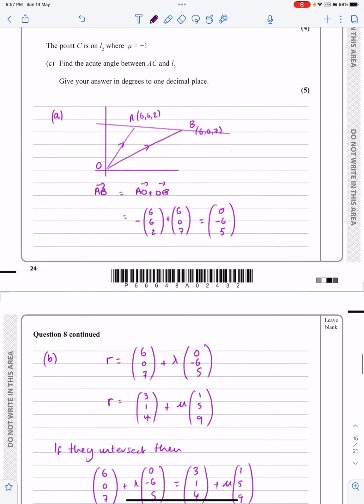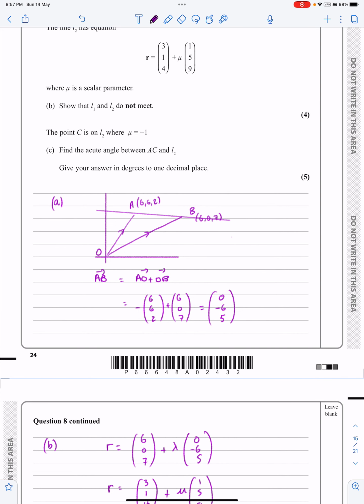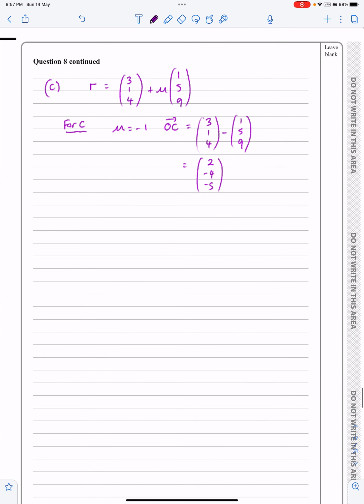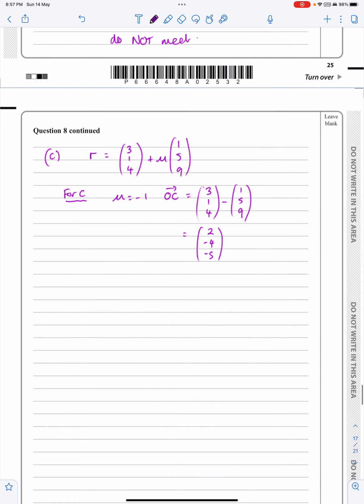And then what have we got going on? It says find the acute angle between AC and L2. Okay, so if I've got to find an angle between 2 vectors, what I need to do is to find those 2 vectors. So I need to find AC first of all. So AC is just going to be C minus A. So that's going to be, what was C? C is 2, minus 4, minus 5. And A from before was 6, 6, 2. So that gives me the vector minus 4, minus 10, minus 7.